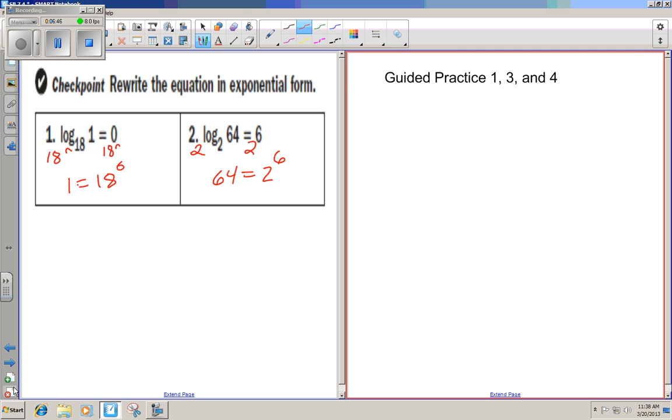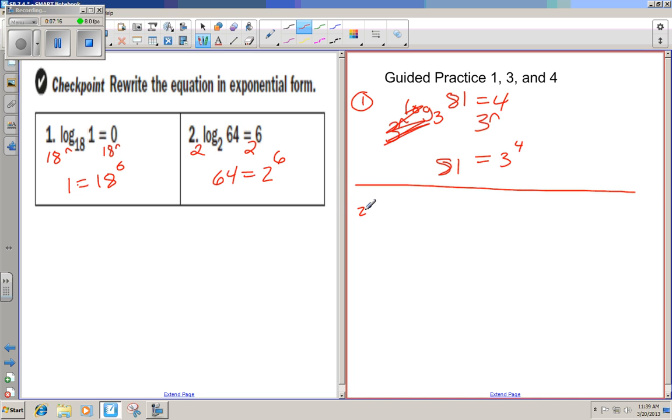So take a look at guided practice number 1, 3, and 4. Number 1, log base 3 of 81 equals 4. Put it into exponential form. Well, if we convert it to exponential form, we make it a base of 3. This cancels, which leaves us simply 81 equals 3 to the power of 4.